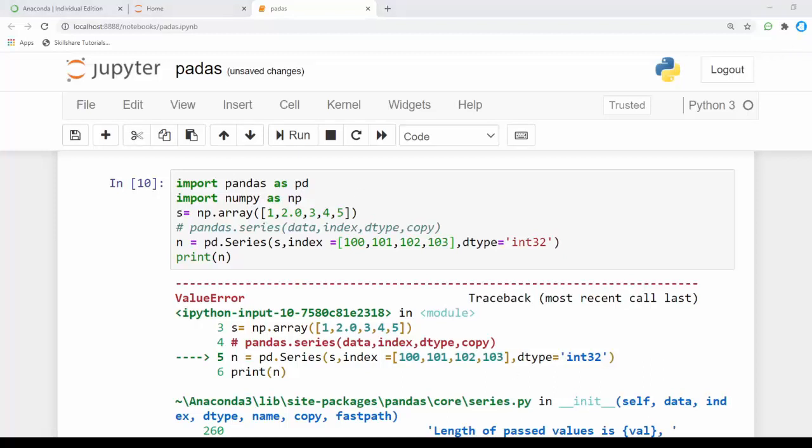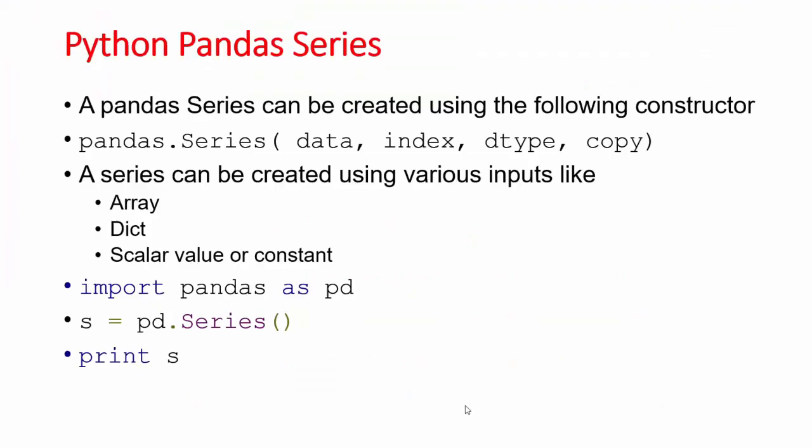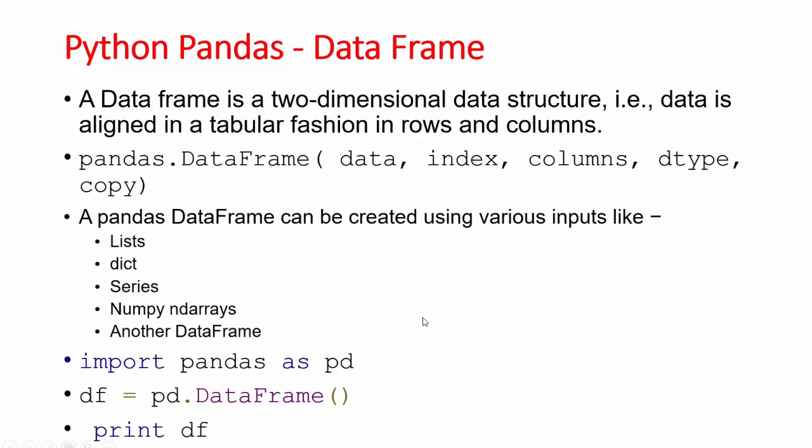Okay, that's it for the series, and we're going to move on to the next data structure, that is the data frame. A data frame is a two-dimensional data structure. Data is aligned in a tabular fashion in rows and columns. To create a pandas data frame, we need the same type of syntax we used in the series: pandas.DataFrame, starting the D and F with a capital.